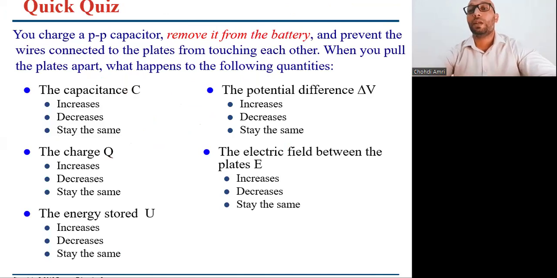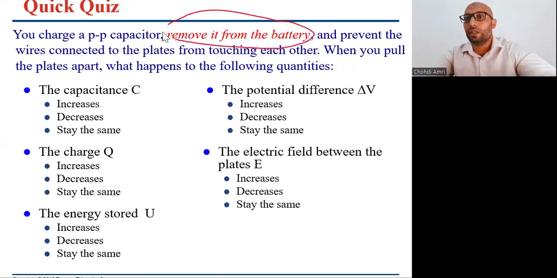Now we will move to these questions that I see are very good questions. In this question, you charge a parallel plate capacitor, and then you remove it from the battery and prevent the wires connected to the plates from touching each other. When you pull the plates apart, what happens to the following quantities? What we are changing is the distance between the two parallel plates. So the distance is increasing.